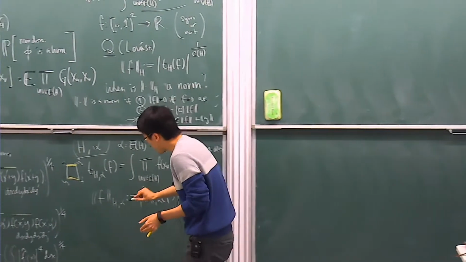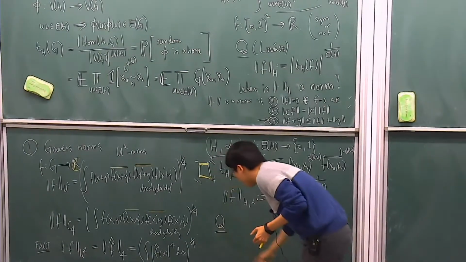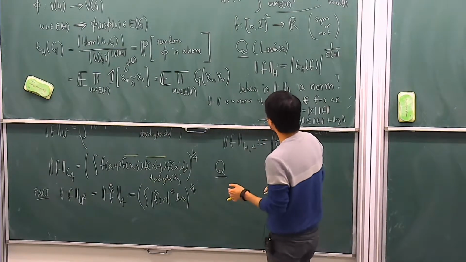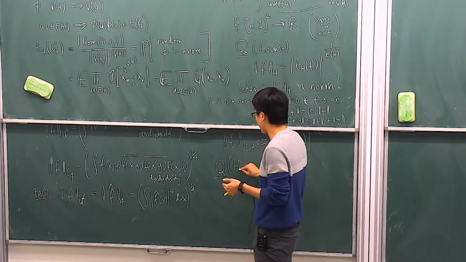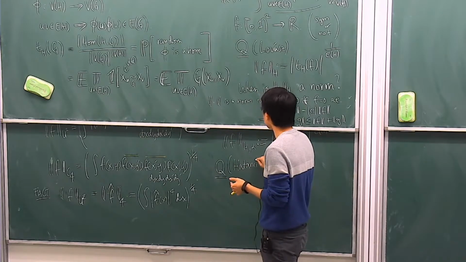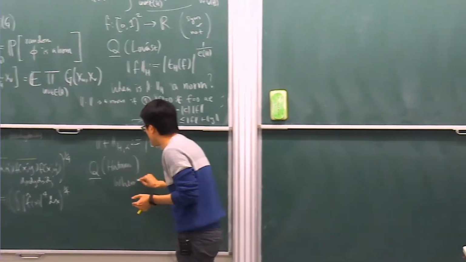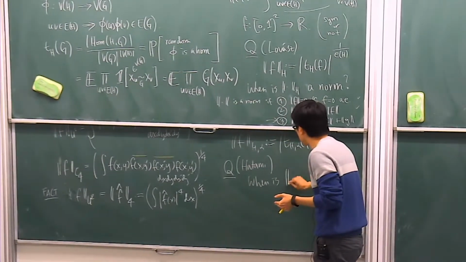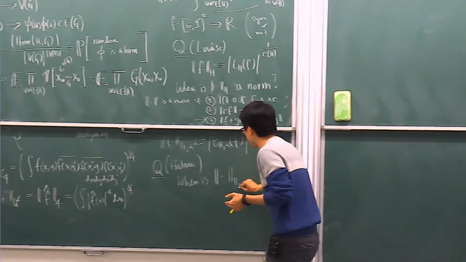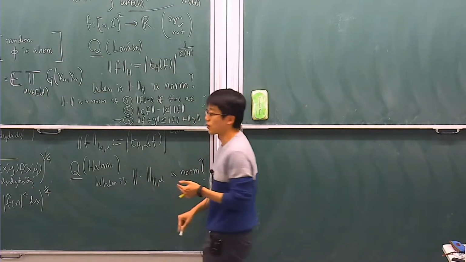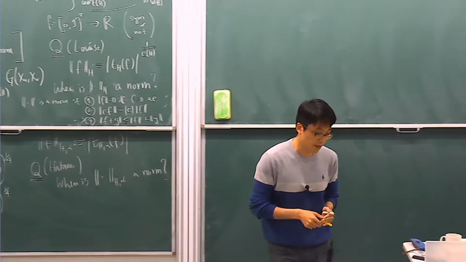Okay, then here's another question, which is a natural generalization of Gowers norms. This is a question by Hatami, saying when is this a norm on the space of complex valued functions.